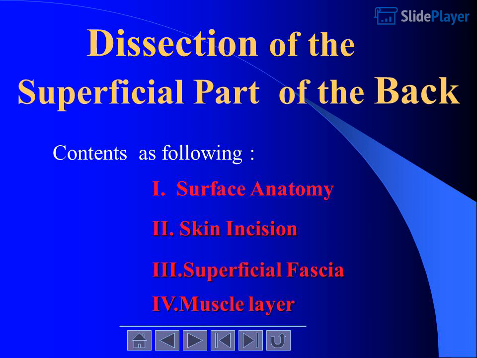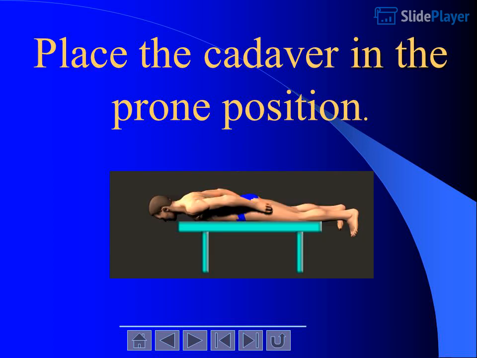Dissection of the superficial part of the back. Contents are as follows: 1. Surface anatomy. 2. Skin incision. 3. Superficial fascia. 4. Muscle layer. Place the cadaver in the prone position.